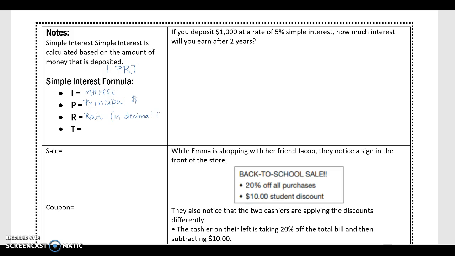And remember, Friday, we talked about how to go from percent to decimal, right? So 2 places to the left. And then time must be in years. Okay, not in months, in years. Okay, so knowing that, let's look at this example problem.